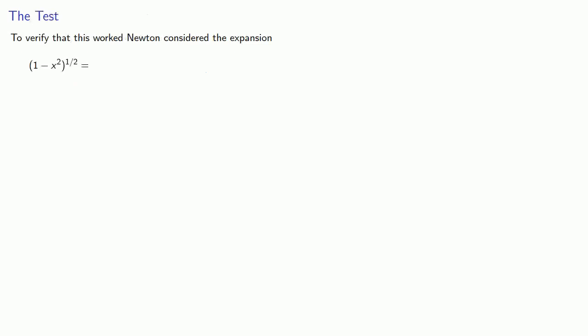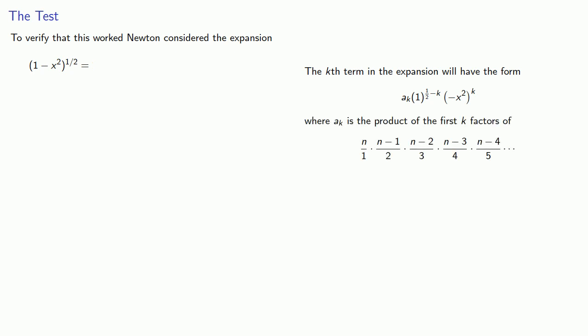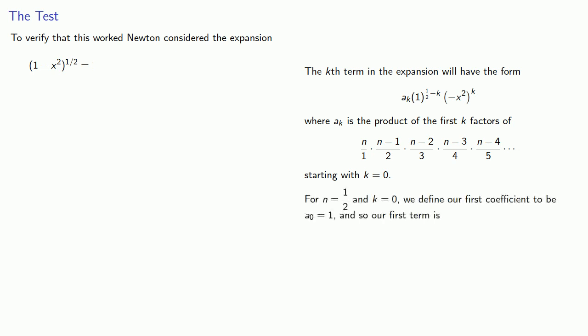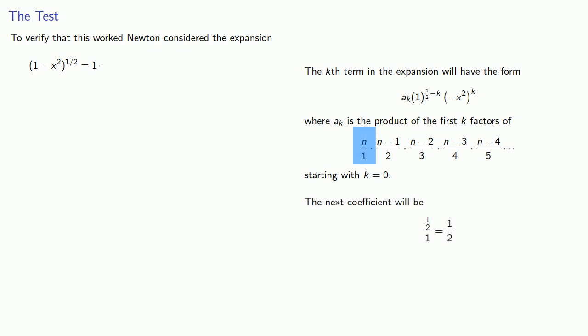To verify this worked, Newton considered the expansion of 1 minus x squared to power 1 half. So the kth term in the expansion will have the form a_k times 1 to power 1 half minus k, times minus x squared to power k, where a_k is the product of the first k factors of this expression, starting with k equal to 0. Now, for n equals 1 half and k equals 0, we define our first coefficient to be a_0 equal to 1. And so our first term is 1, the coefficient, times 1 to power 1 half minus 0, times minus x squared to power 0, or 1. The next coefficient will be the first factor, 1 half over 1, or 1 half. And so our next term will be negative 1 half x squared.